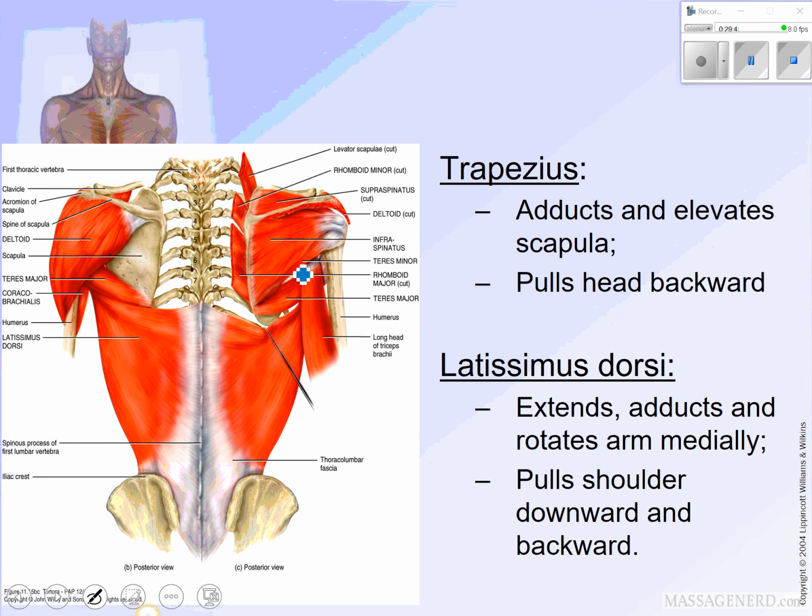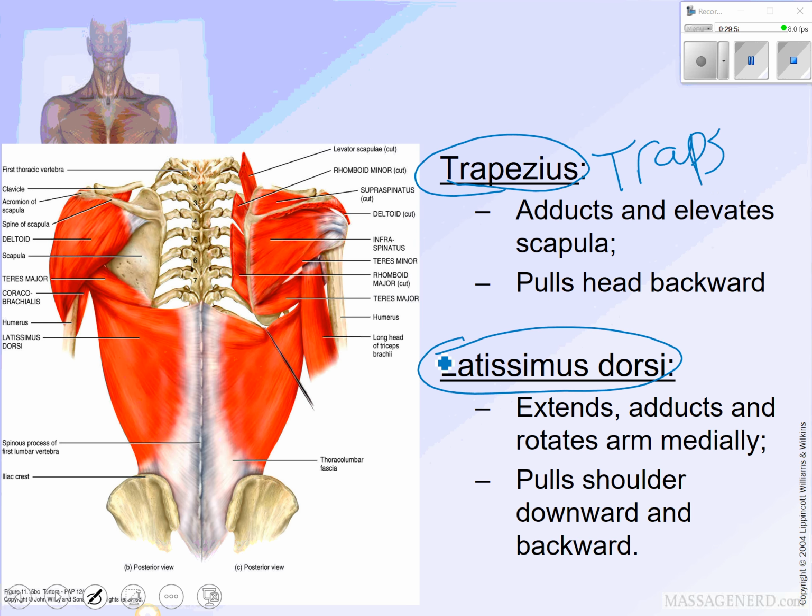The latissimus dorsi, and the trapezius, that's what people call the traps. Again, that's going to be on the back of the neck and on the upper back. Latissimus dorsi is the large back muscle in the lower back. It extends and adducts, rotates the arm medially, and pulls the shoulder downward and backward.